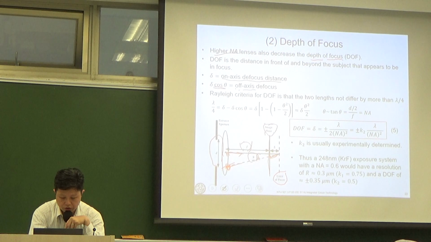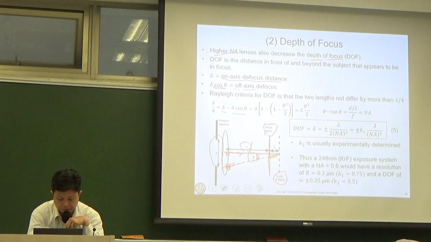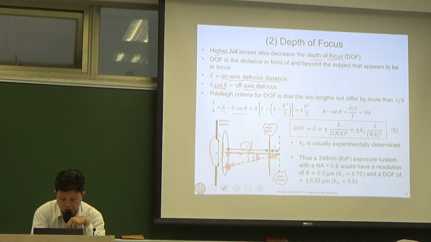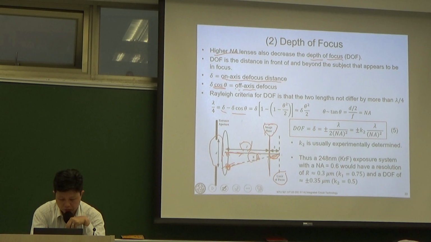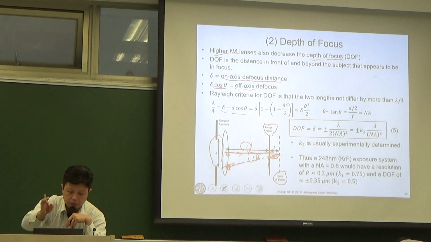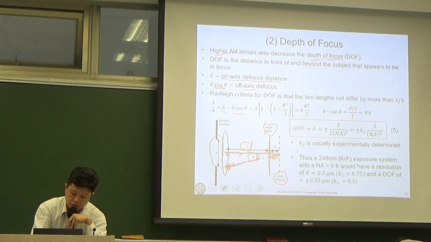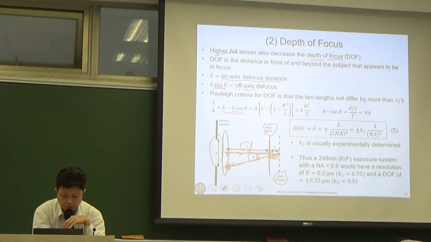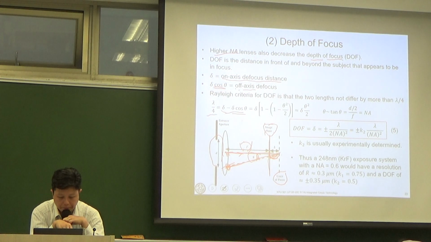So the difference between this distance and this distance is delta minus delta cosine theta. Delta cosine theta is here. This means we calculate the distance between this on-axis path and this off-axis path, and that distance has to be less than a quarter lambda.